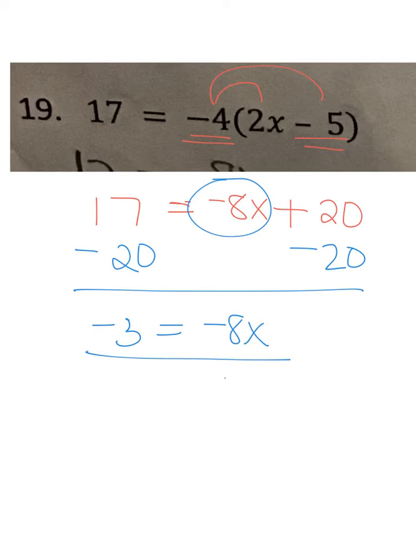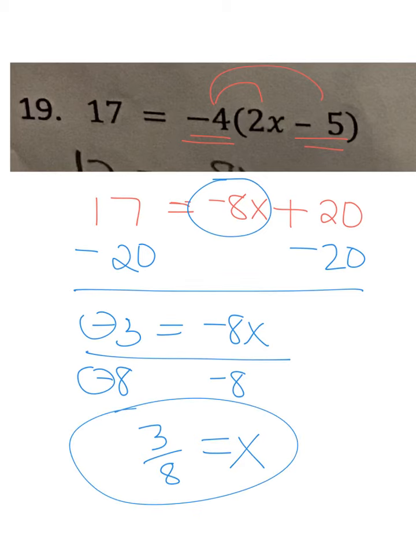I'm going to divide both sides by negative 8 because I want to solve for x. Two negatives make a positive. I can't reduce, and I don't make a decimal. My answer is 3/8.